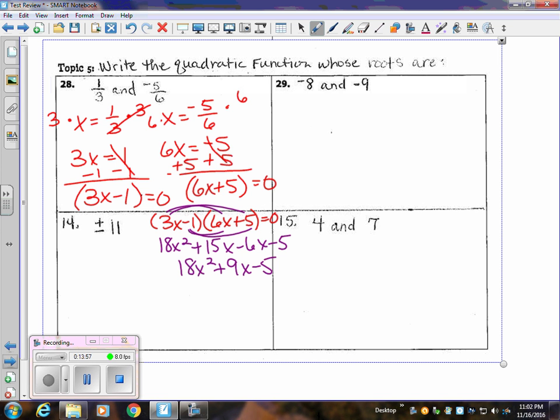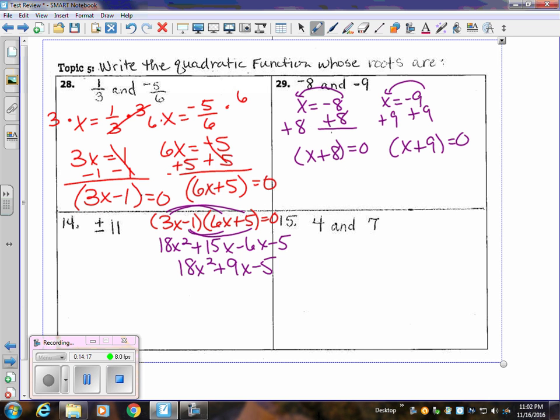All right, the next one, this one's not as long. X equals negative 8 and x equals negative 9. Tell it to come on back over, add 8. So I've got x plus 8 equaling 0. Over here, I've got to add 9 to bring it back. I've got x plus 9 equals 0. Bring them together. And we've got our quadratic in factored form. Go ahead and put it into standard by lobstering.